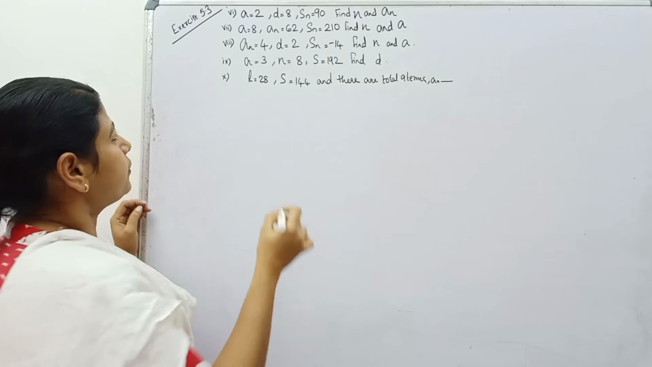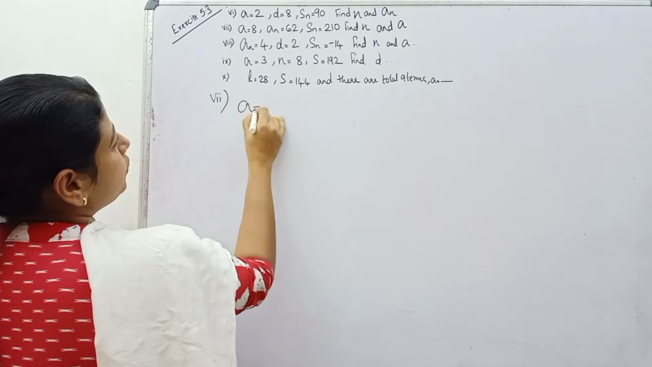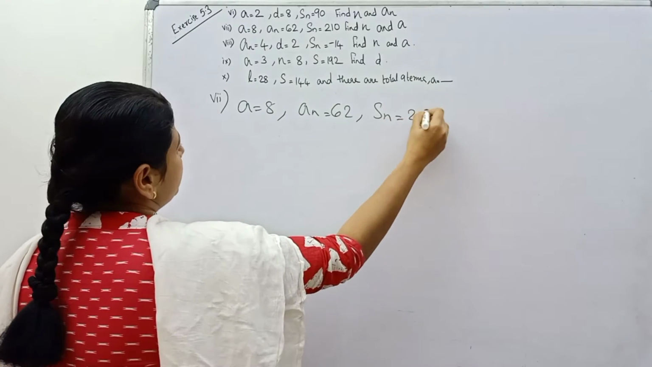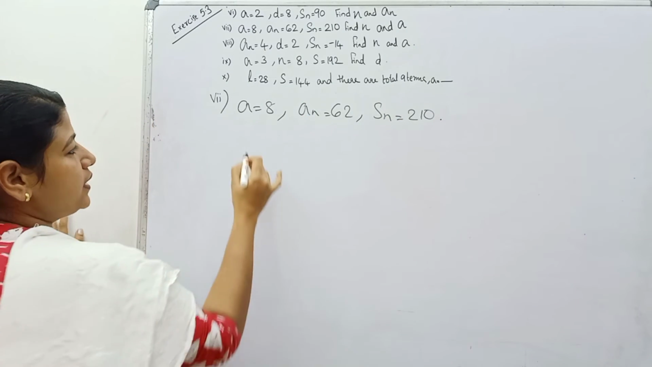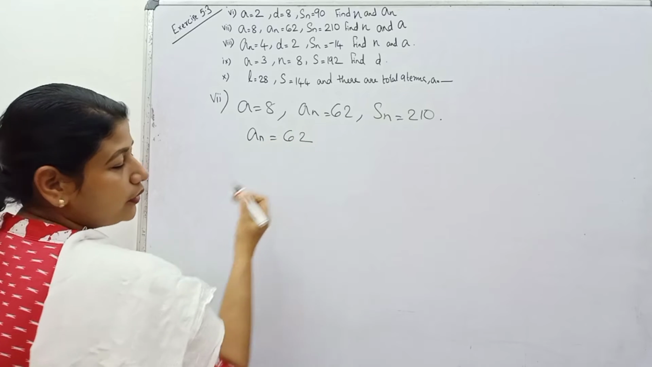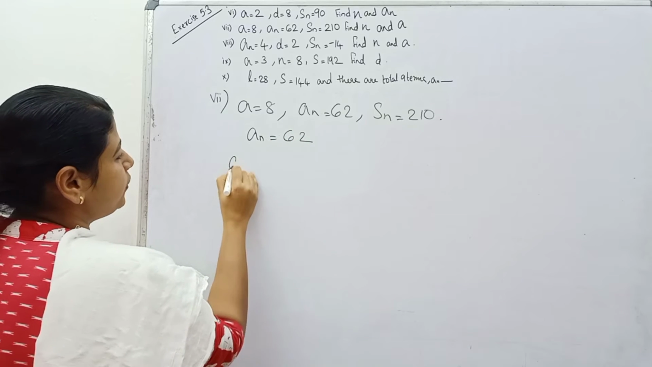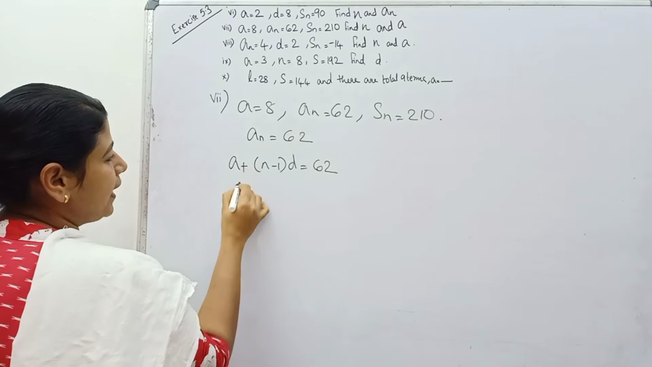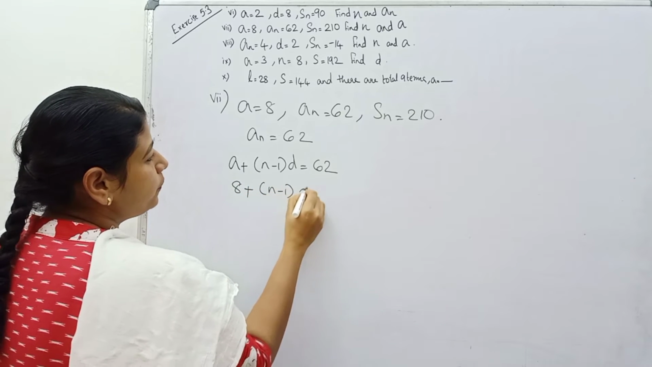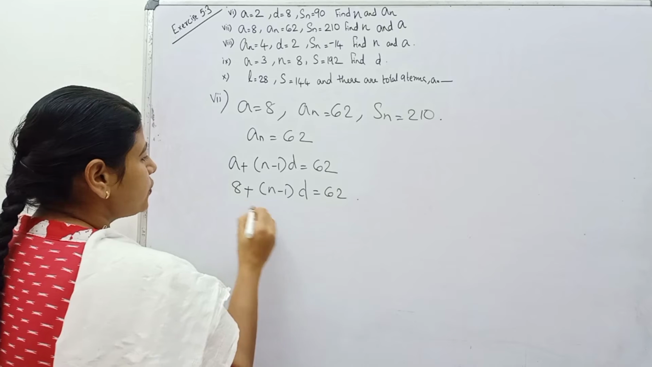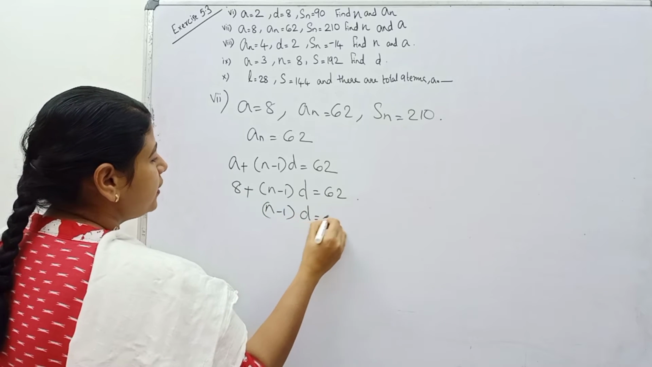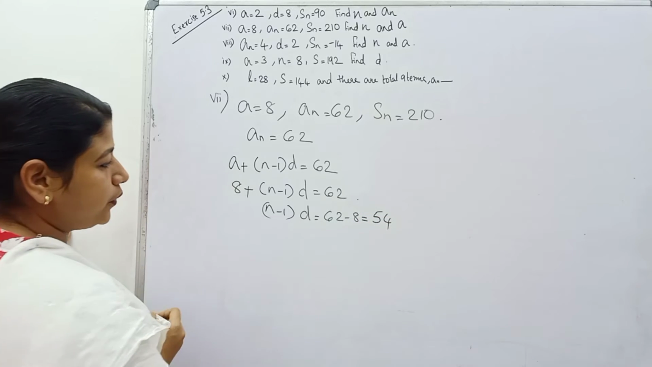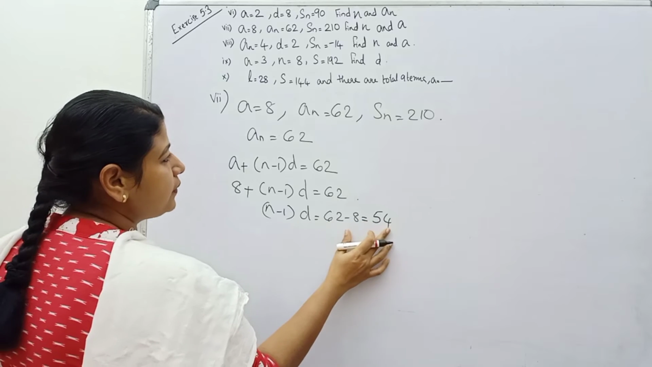Now the seventh question. In this a equal to 8, an equal to 62 and Sn equal to 210. So an equal to 62. Write the formula: an is a plus n minus 1 into d. A plus n minus 1 into d is 62. Or we can substitute 8 plus n minus 1 into d is 62. So n minus 1 into d is 62 minus 8 which is 54. Okay, so we got n minus 1 into d is 54.